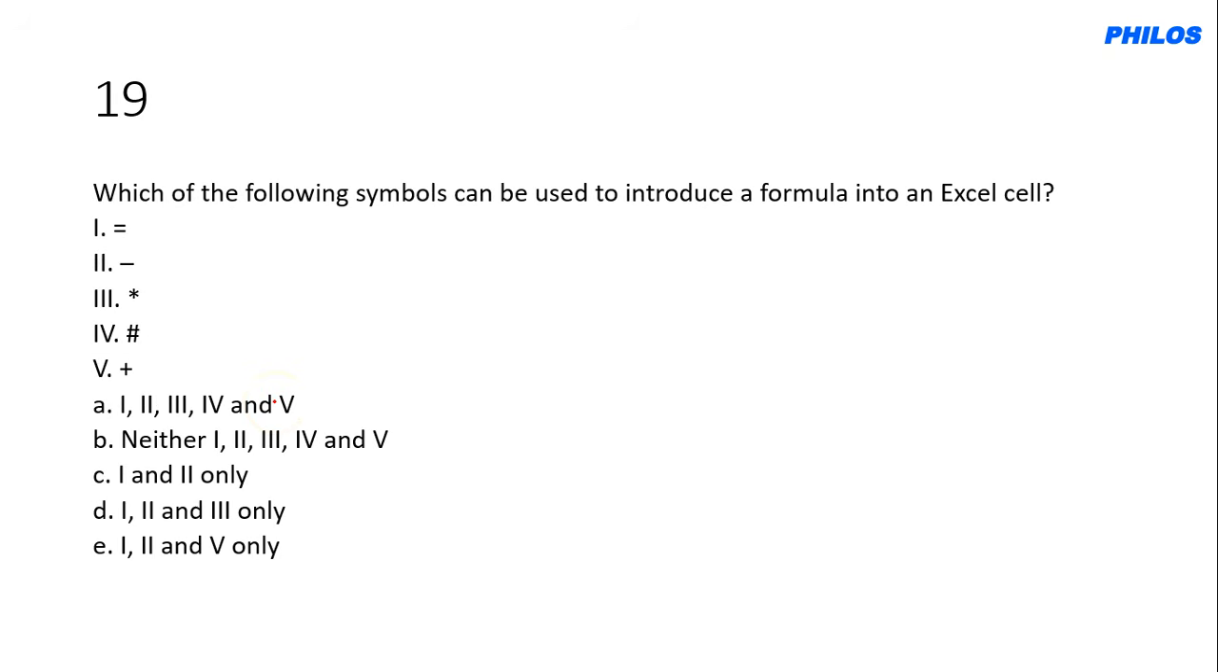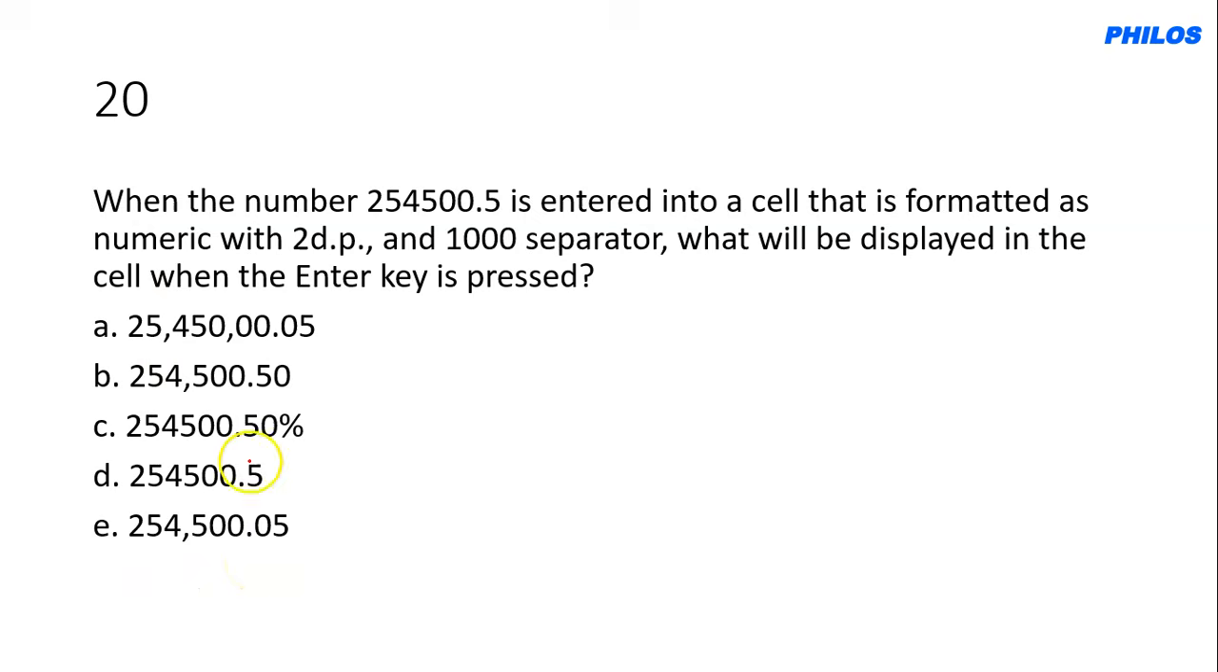Question 19. Which of the following symbols can be used to introduce a formula into an Excel cell? Now, among these 5, from I to V, the only ones you can use to introduce a formula into an Excel cell are equal to, minus, and plus. But this star and hash cannot be used. So therefore the answer is I and V. So the correct answer is E, I and V only.